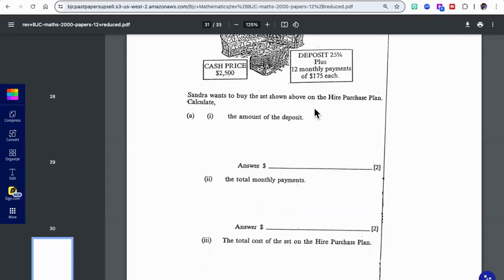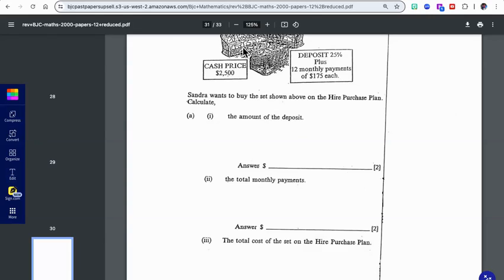So let's go through the question now. The first question says, Sandra wants to buy the set above on the hire purchase plan. So she chose to use the hire purchase plan, which is the box to the right. First thing we need to do is calculate the amount of the deposit. Can someone tell me what is the deposit amount? The deposit amount is given in percent.